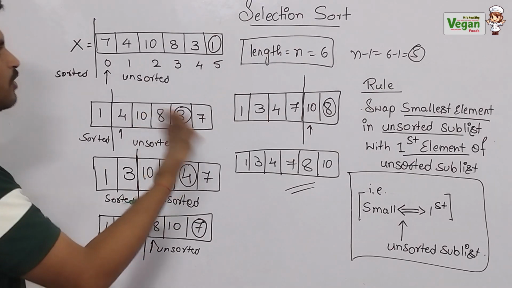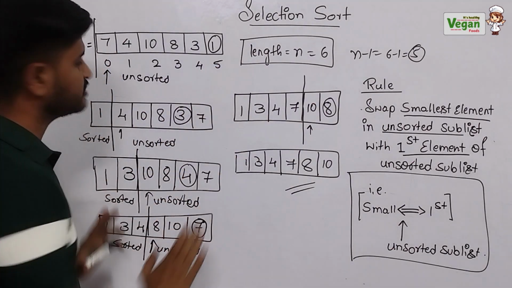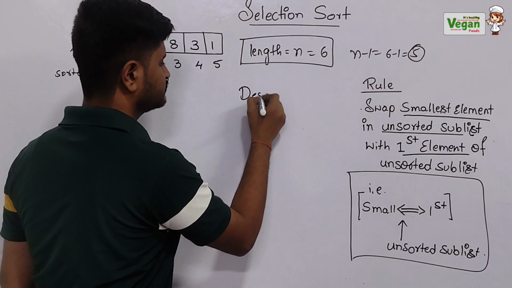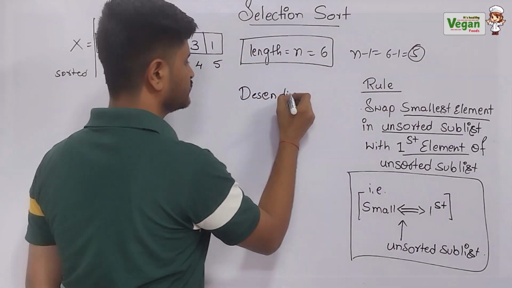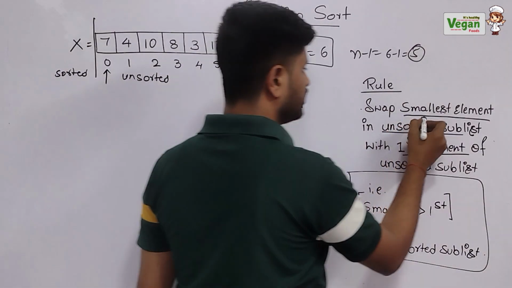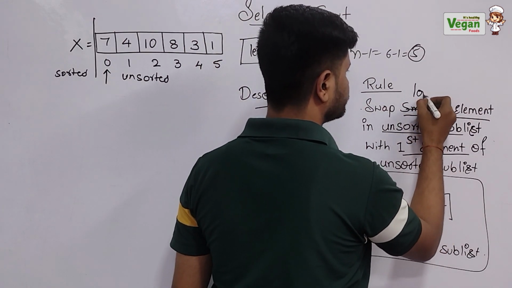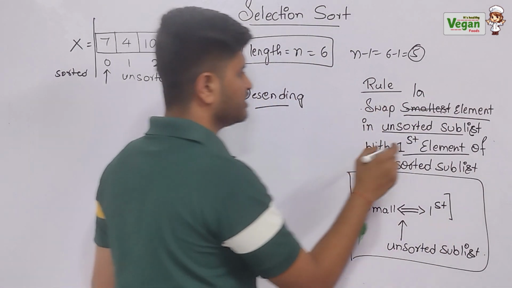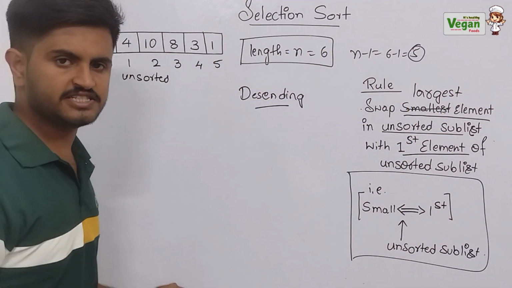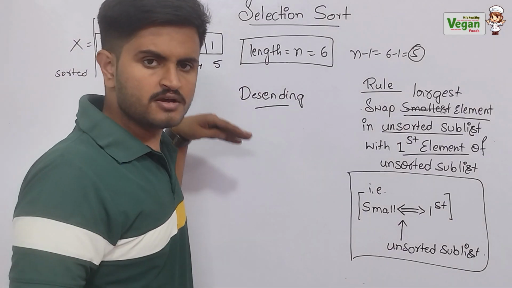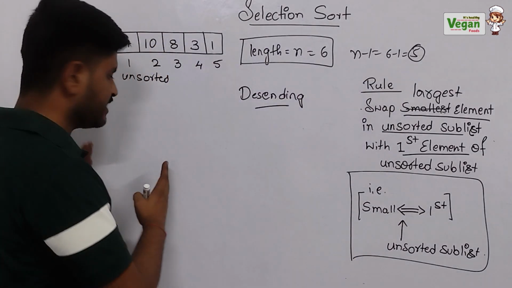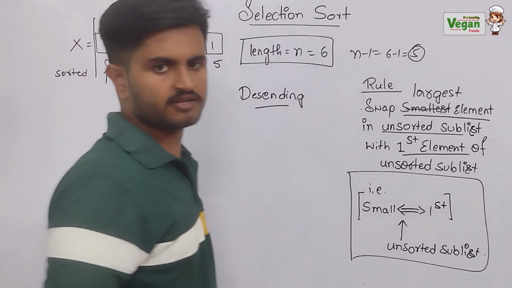Now let's discuss how to solve the given selection sort problem in the descending order. Descending. While solving in the descending order, what will we be doing? We will not swap the smallest element. We will be swapping the largest element, because in the decreasing order, the element value will decrease. So the higher value will be at the first and the smaller will be at the right hand side.